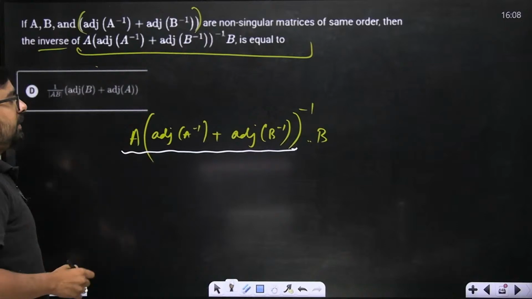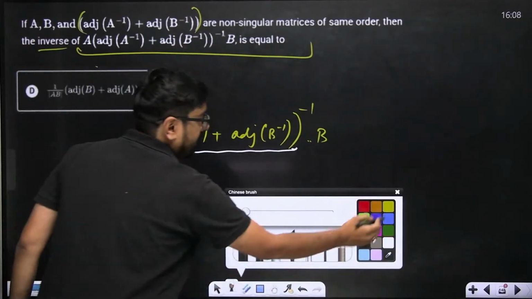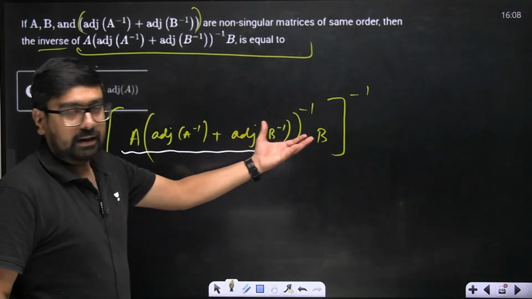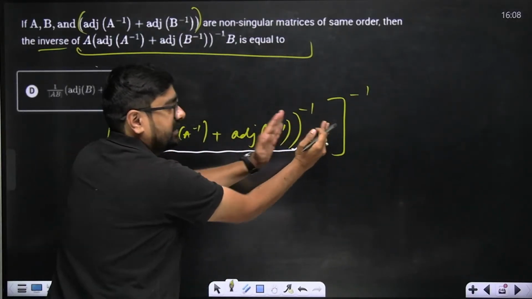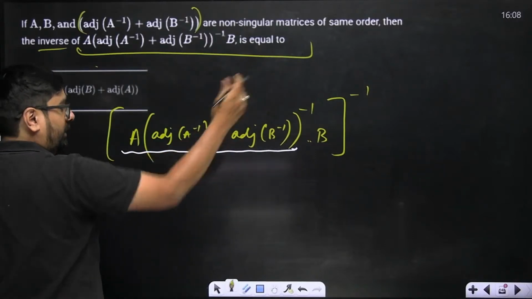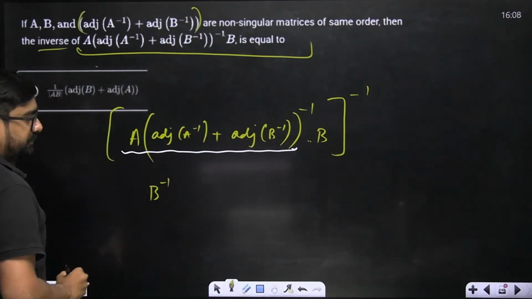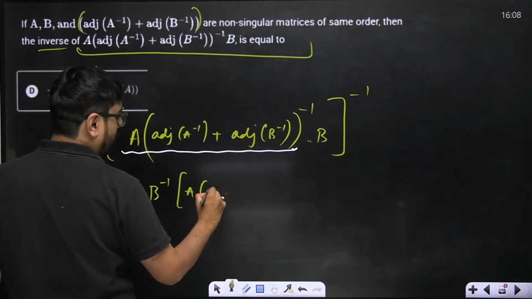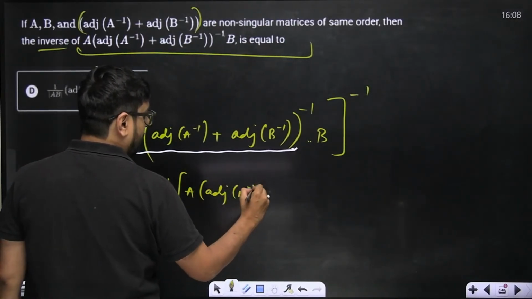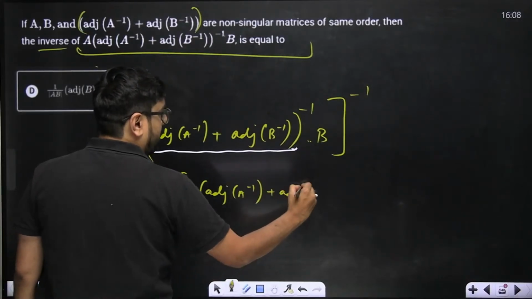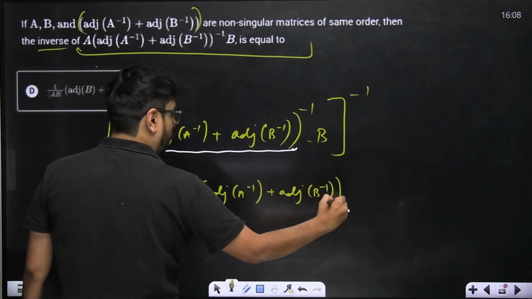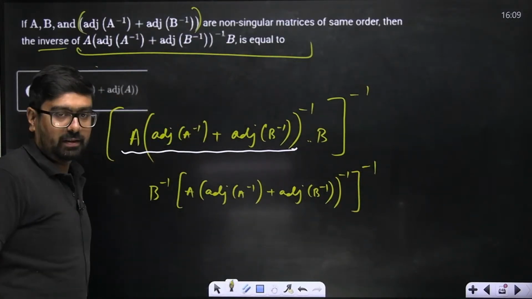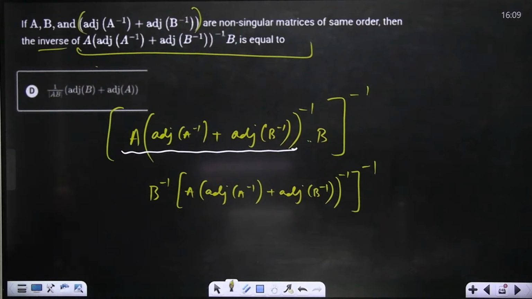So what you have to pay attention to, without getting scared, is that this is one term, and we are finding the inverse of this entire product. This entire thing is your A, let's say, and this is B. So the inverse of the product will become B inverse in the front, and then the inverse of A into adjoint of A inverse plus adjoint of B inverse, whole inverse. Getting my point? Yes or no?